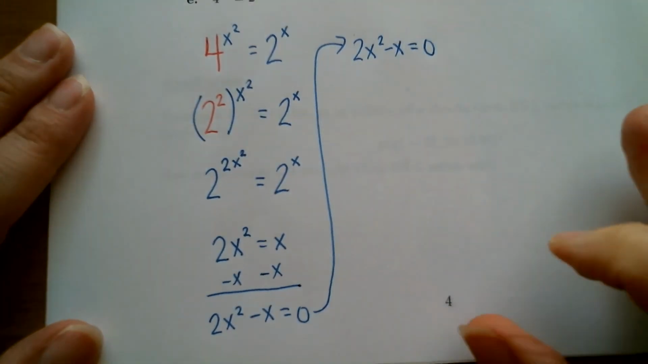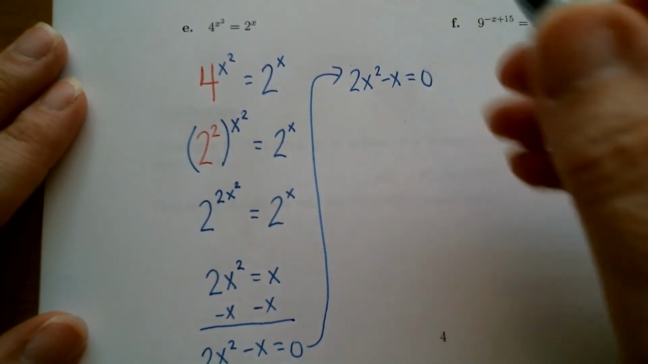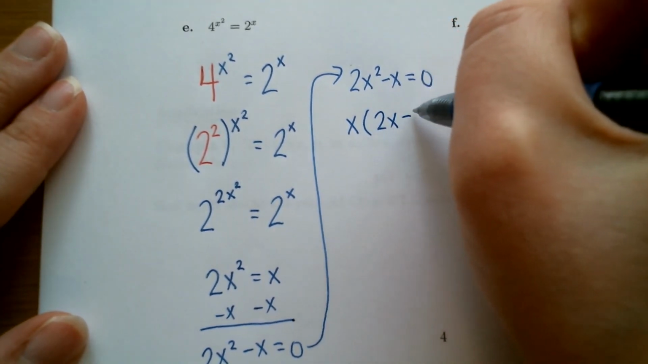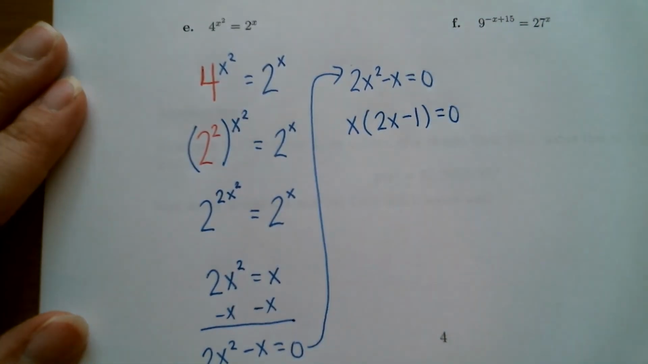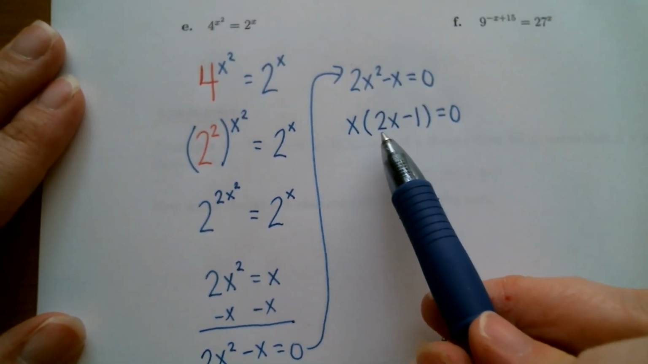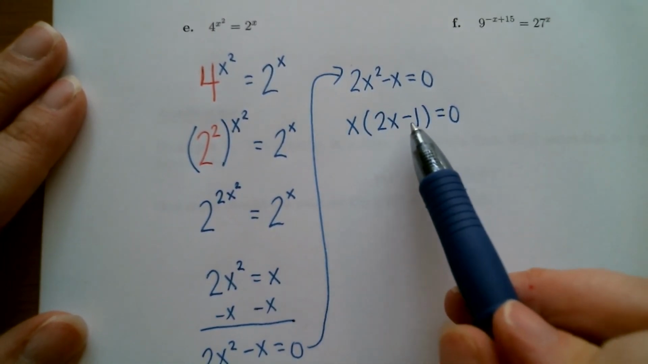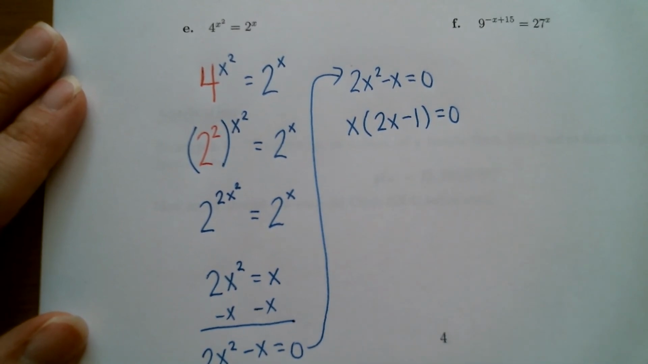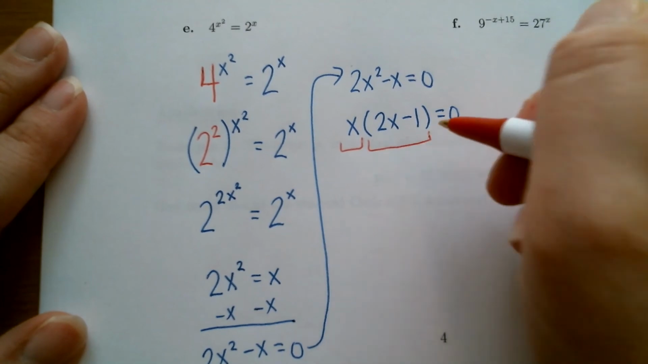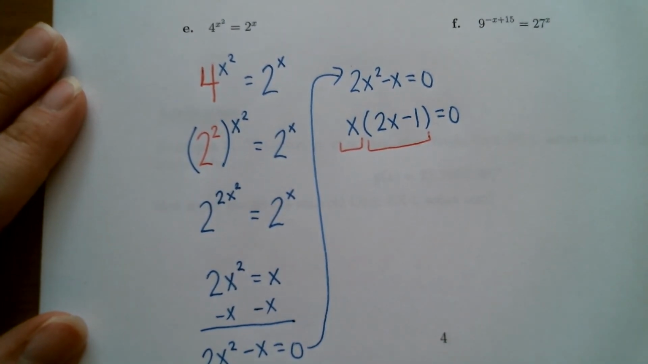I can take out an x from both pieces. That is going to leave me with x times 2x minus 1 equals 0. Remember, you can multiply back through to check yourself. This would be 2x squared minus x. And then you want to take each factor and set it equal to 0.